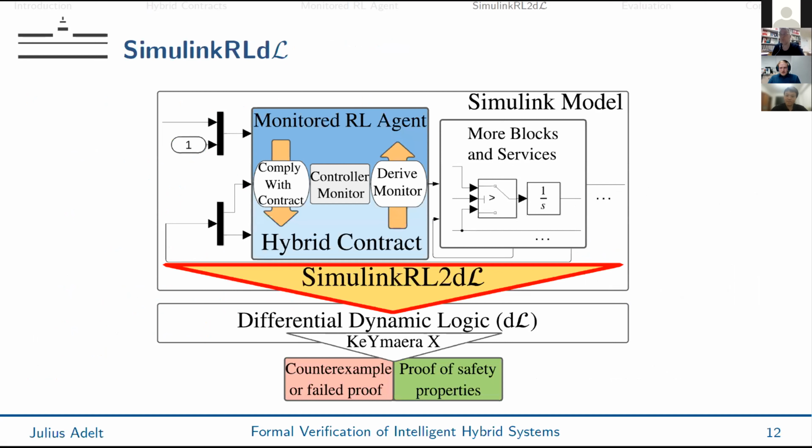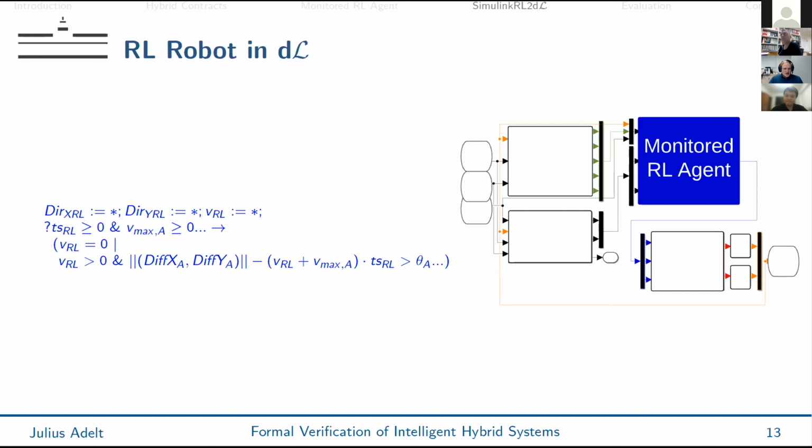And now with this formal description of the reinforcement learning agent, our goal is, of course, to formally verify the overall intelligent hybrid system. And we can now extend our Simulink to dL transformation to reinforcement learning with this formal description. The basic idea is to replace monitored reinforcement learning agents by the hybrid contracts, so by non-deterministic assignments of the actions, which are then bounded by the hybrid contract. And we also embed this in the overall hybrid program.